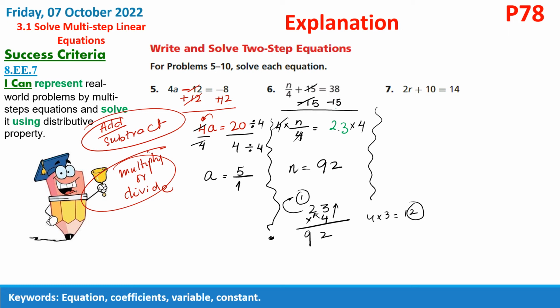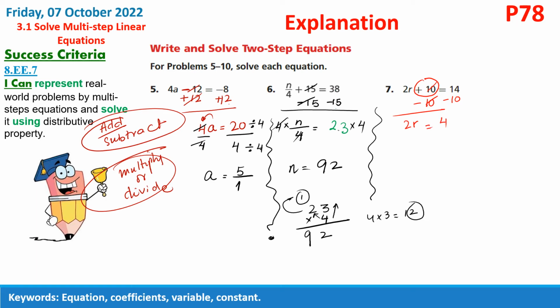Let's do one more question. 2r plus 10 equals 40. So what will we do? First of all, we will get rid of this plus 10. So we will subtract 10 here. So 10 and 10 cancel. What is left? 2r. And here 40 minus 10.